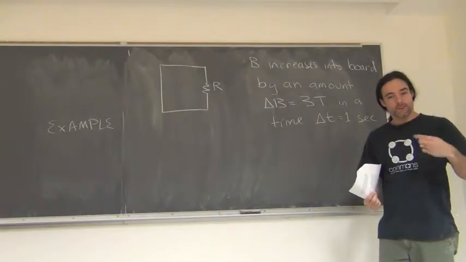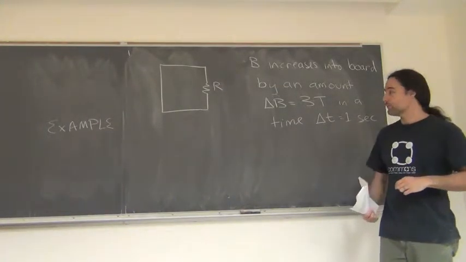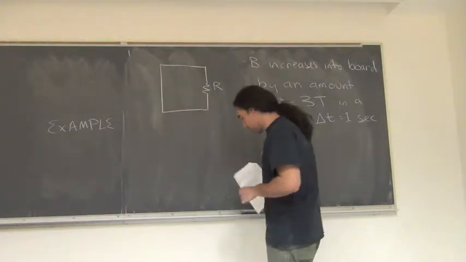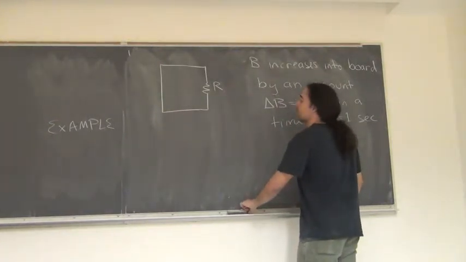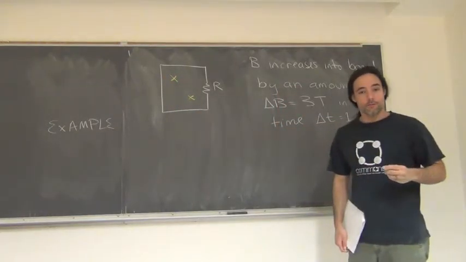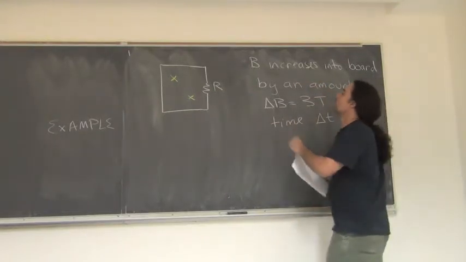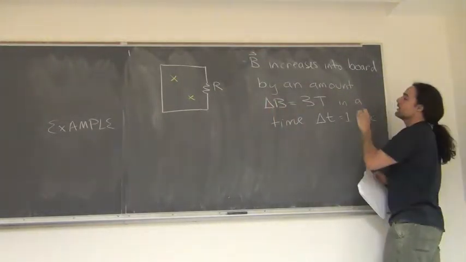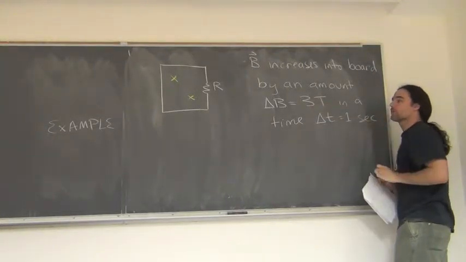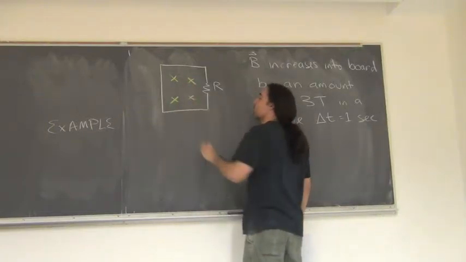Let's do an example to see exactly how Lenz's law and Faraday's law can be applied in practice. Suppose we have some circuit, and there's some resistance to that circuit, and we've got a magnetic field pointing into the board. And we're going to say that the magnetic field B increases into the board by an amount 3 Tesla in a time of 1 second. So my magnetic field is increasing into the board.